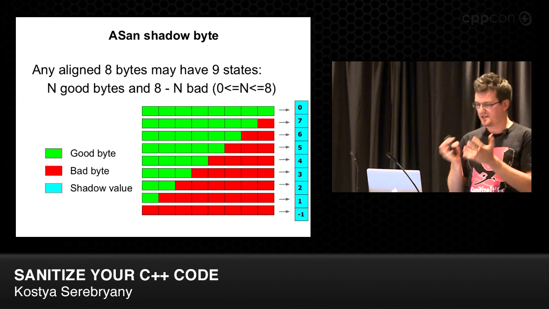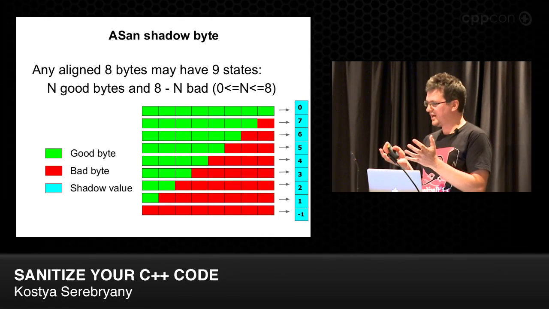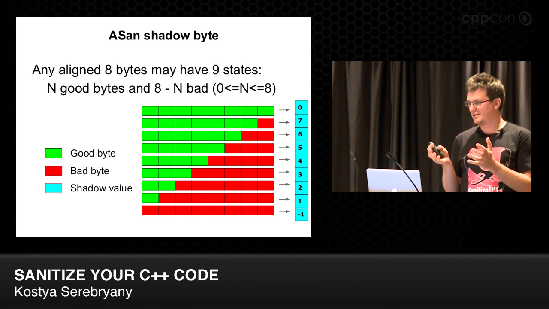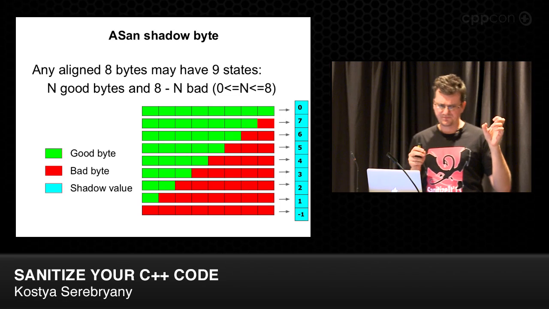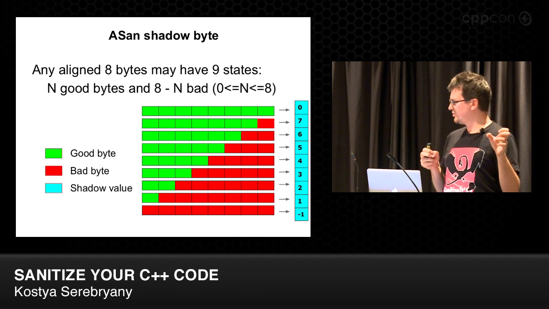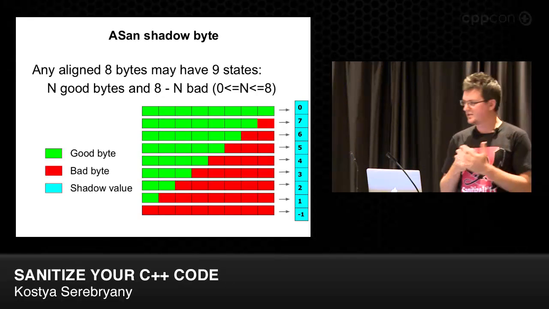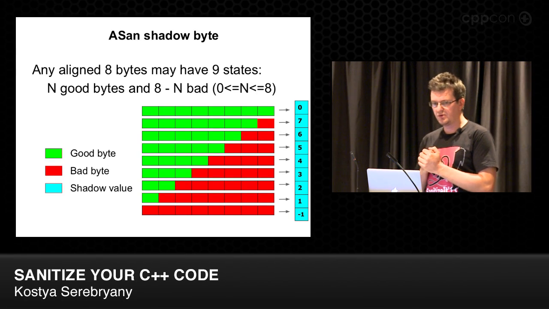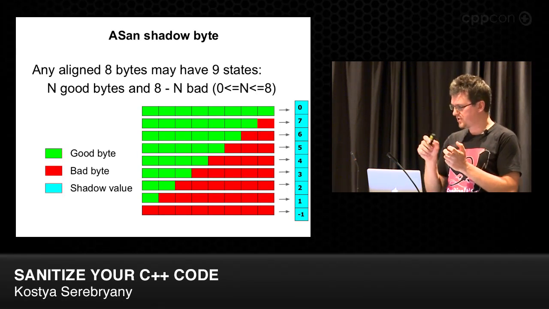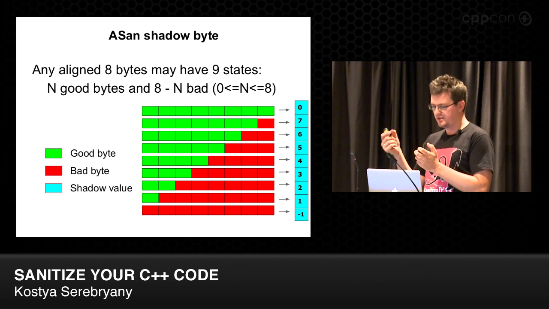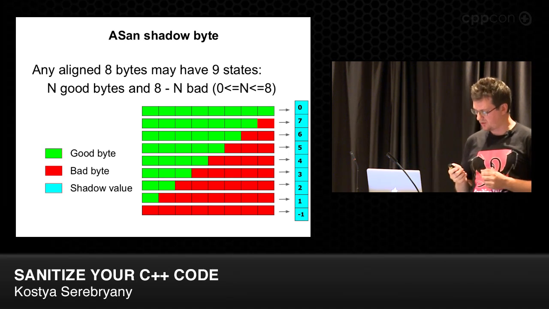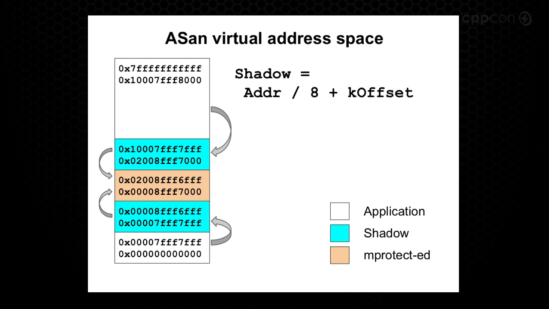And this is easy to enforce if all of your objects are 8-byte aligned. If so, you cannot have bad bytes first in your 8-byte word and then good bytes. So just 9 states. 9 is less than 256, and you can encode this value from 0 to 8 in a single byte. And that's what we call shadow byte. We have to store these shadow bytes somewhere for every 8 bytes of the application. And that's what we do.